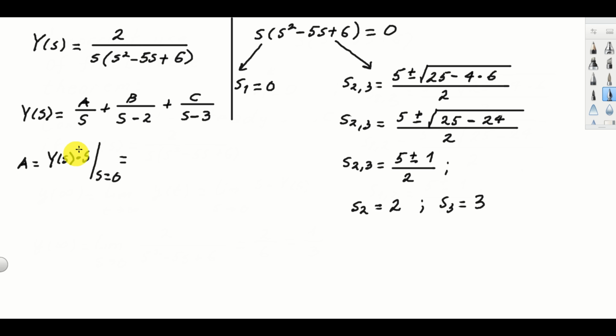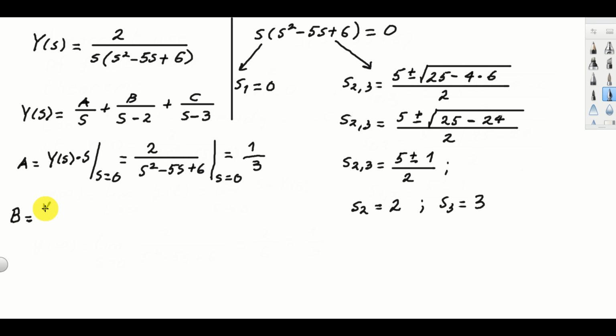By substituting Y of s from here, this is equal to 2 over s squared minus 5s plus 6, and this has to be evaluated at s equal to 0. And this becomes 2 over 6, and that's actually 1 over 3. Okay, how about B? Well, B is computed in a similar manner.